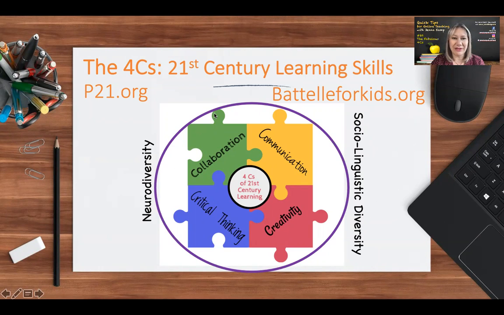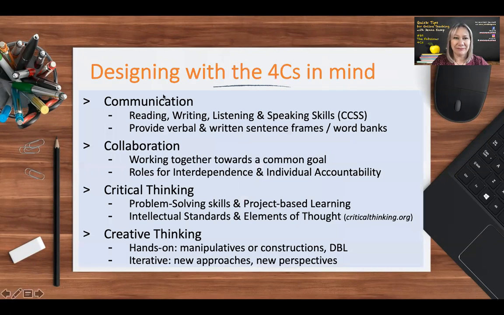Now, I have housed these 4 C's in the greater context of neuro and socio-linguistic diversity because though I recognize and agree with P21 that these 4 C's are critical skills for kids to learn to become thriving, successful adults, I also understand that as teachers, as educators, we need to conceive of these 4 skills and their development within the neurodiversity and sociolinguistic diversity of our classrooms, of our scholars. So let's get into what these 4 C's really mean.